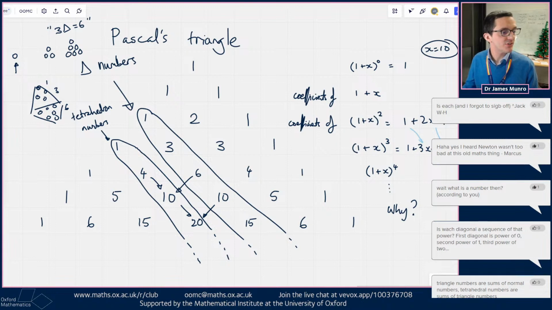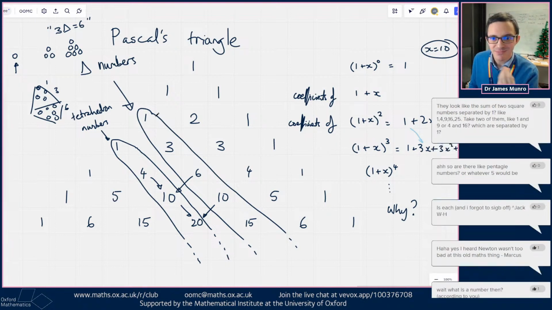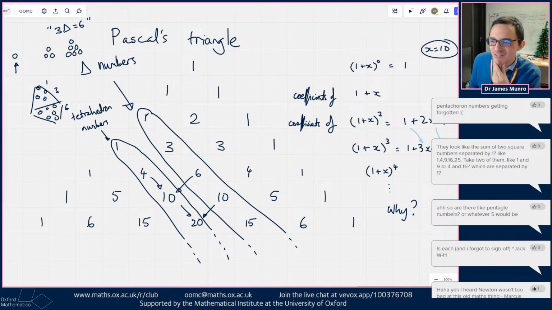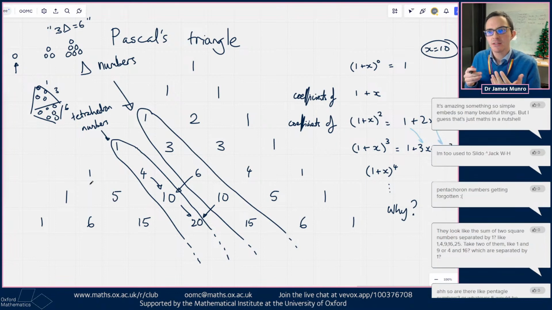Is each diagonal a sequence of that power? Yes, it's something to do with that. If you think of this as a quadratic sequence, which somebody said in chat, so I'm riffing on that idea, then I suppose this is a cubic sequence. The next one is a quartic sequence. You would need things like, this is for sequence fans only, n to the 4 and lower powers in order to describe this sequence. It's n to the 4 divided by some number. Anyway, right. Sequence fans only.